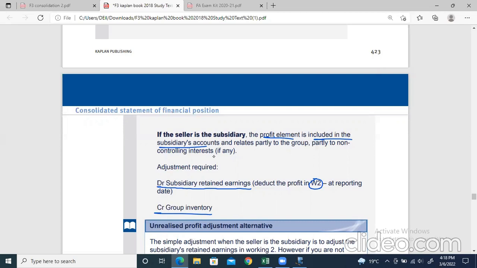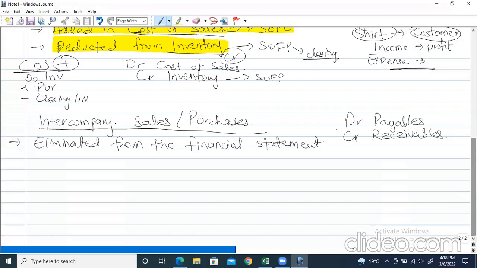Okay, right? So in the parent to subsidiary one, let me write this in the notes as well, because this is an important addition. This is regarding the unrealized profits. So this is basically case number 1.